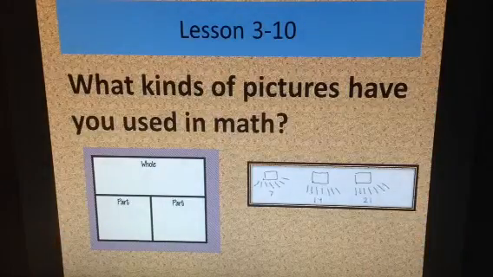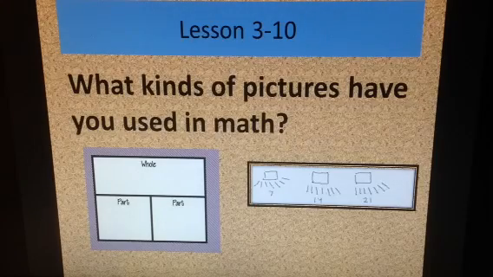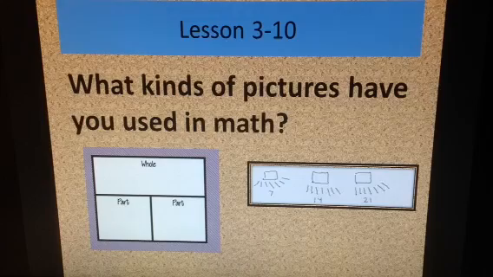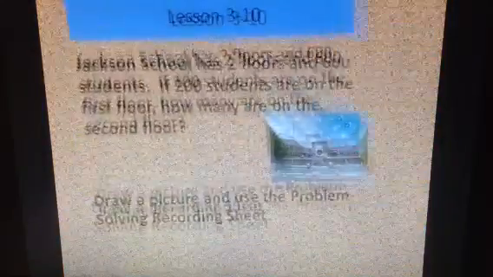What kinds of pictures have you used in math? Today we're using something like the picture on the left, the part whole map right here. We used that in kindergarten, first and second grade as well, so students are pretty familiar with this. Here's another picture somebody drew on the right hand side. Somebody was trying to count by sevens, so they're drawing a little picture to help them count by sevens. One of my students mentioned that we draw place value blocks as well, and that helps us solve problems.